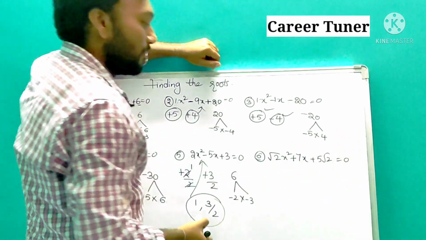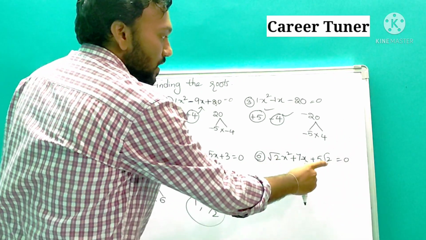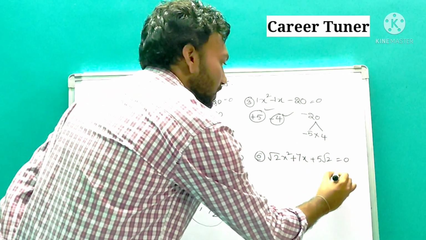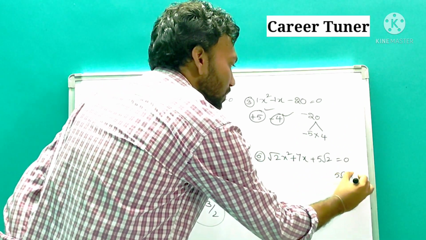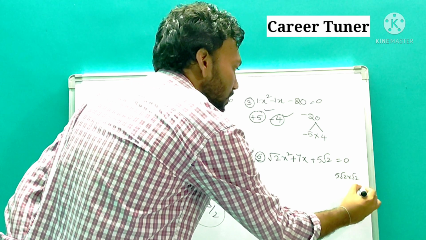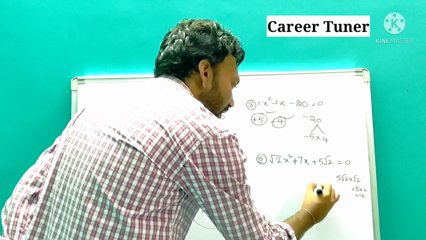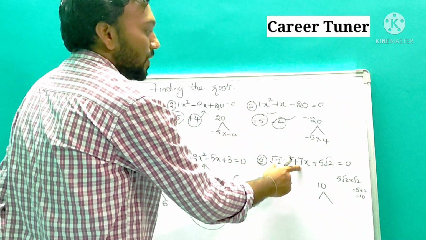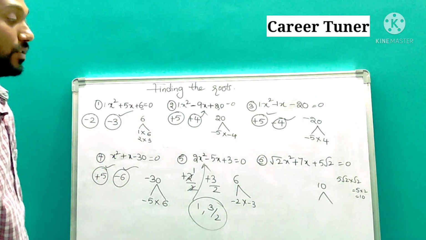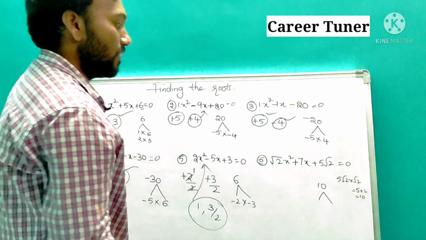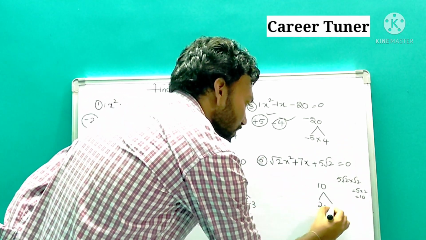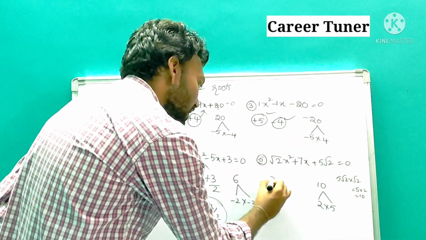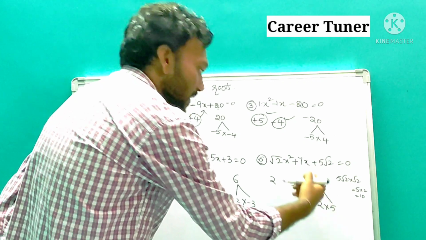Now if you observe carefully, what is the constant? 5 root 2, and the coefficient here is root 2. Now if you multiply 5 root 2 into root 2, it becomes what? 5 into 2, nothing but 10. So for 10 you need to write factors so that if you add, you get the coefficient 7. So what can we do? This can be written as 2 into 5. Very good. So write it as 2 and 5 here. Why? It is satisfying our condition.